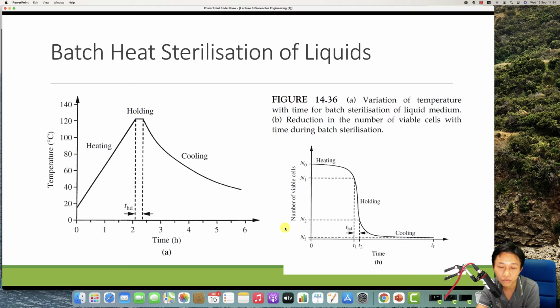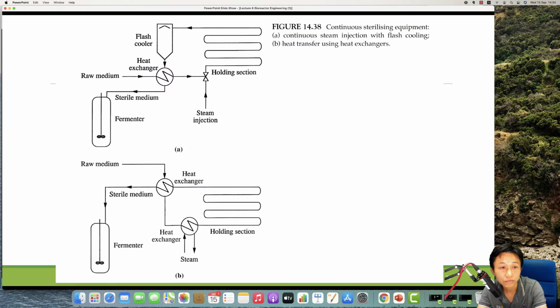This is the number of cells that you eliminate. Okay, everything is dead already. This is the final, a very small amount of cells after you sterilize your liquid. I mean, this is contamination cells, so you just get rid of everything inside the liquid.